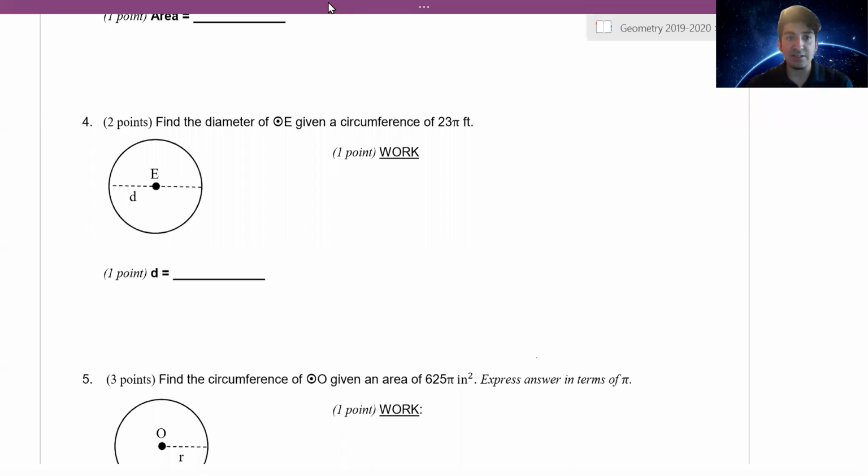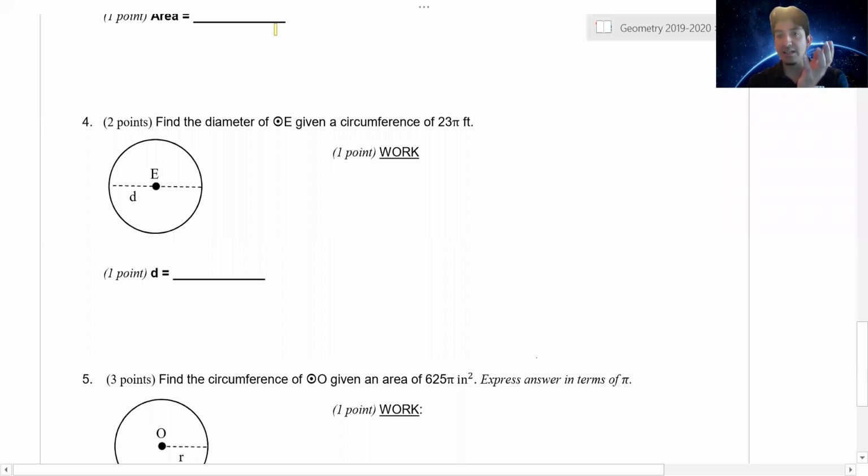Initially, what you have to do is identify what you're given and what the formula is. So in this case, we know the circumference is 23 pi, and you guys find the diameter of circle E.